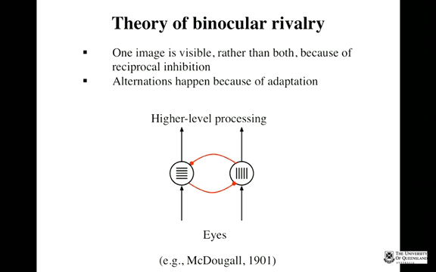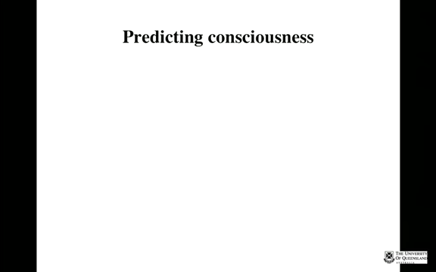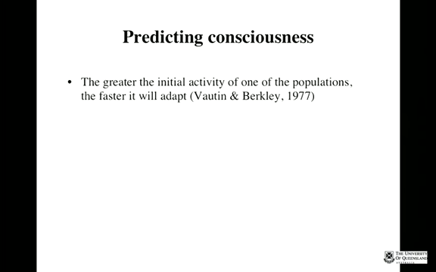Meanwhile, the other population is resting and recovering its strength, as it were, and after a while it can spring up and then bestow very strong inhibition on the other one. So this is a very simple theory, and we thought we could use it to try and predict visual consciousness. One of the things we know about adaptation is that if you have high activity in a population, then you have fast adaptation.